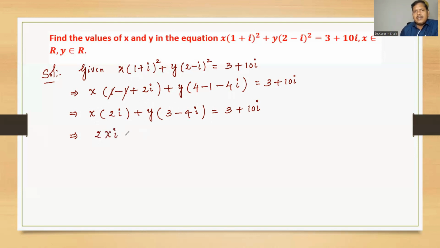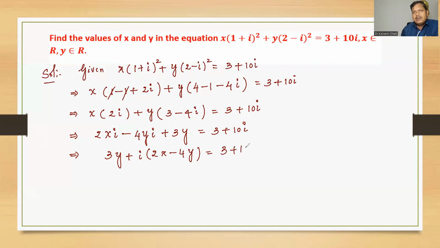Now plus into minus, minus 4 iota into y, that is minus 4y iota, plus 3y equals 3 plus 10 iota. Observe very carefully here. I am writing the real part first, 3y, plus, if I take iota common, iota times (2x minus 4y) equals 3 plus 10 iota. Now compare the values of the equation.